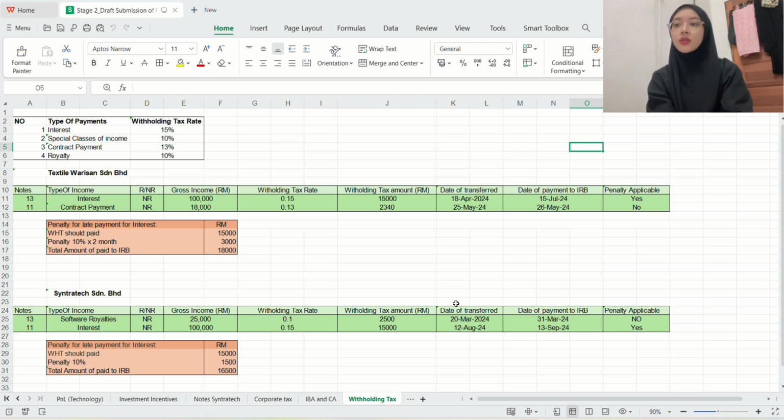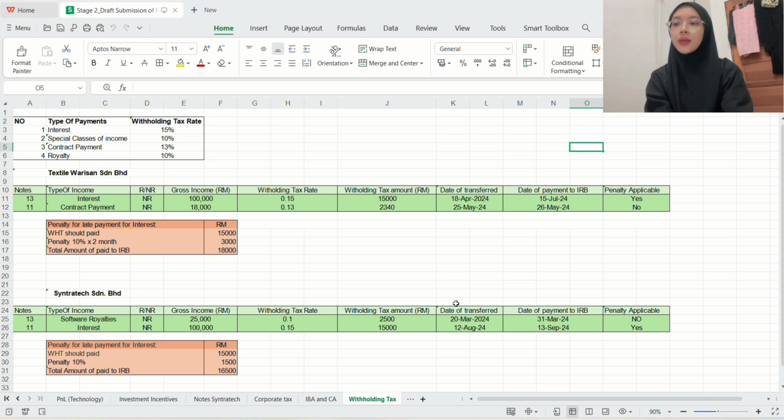Based on Textile Warisan's financial record, the following transaction required withholding tax deduction. The first one is interest. The gross income for interest is 100,000, while the withholding tax rate applied is 15%. After multiplying the gross income with the withholding tax rate applied, we will get 15,000 for withholding tax amount for interest. The date of transfer is 18 April 2024 and the date of payment to IRB is 15 July 2024.